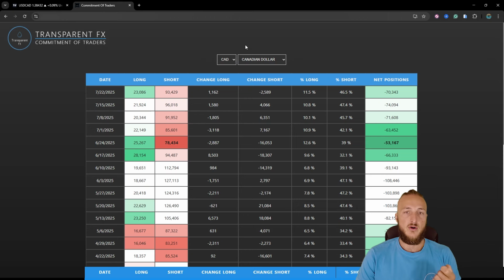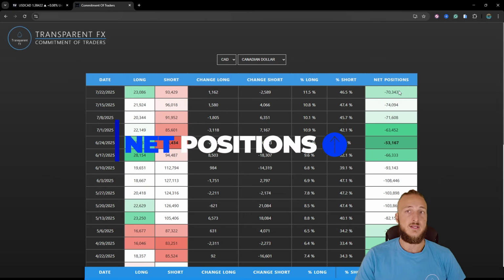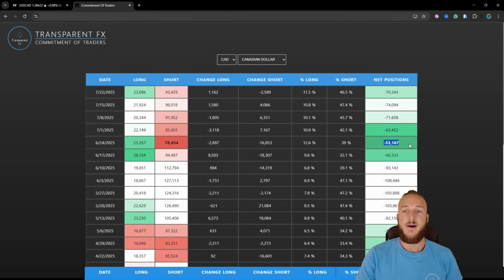And looking at the data on the CAD means that if, for example, institutions are shorting the CAD, it means that they're expecting USDCAD to go higher, because by shorting the CAD, they are actually longing USDCAD. And we can see that even though with the very last few reports, we see that net positions got slightly increased, if we look at what is actually going on, net positions are getting decreased. We went from minus 53k net positions down to minus 70k net positions.